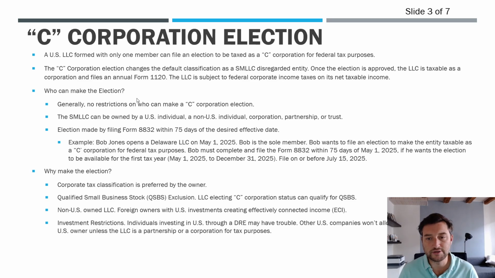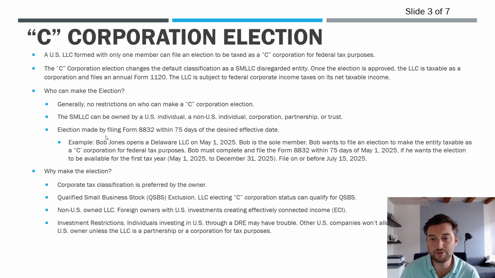So who can make an election? Well, there's generally no restrictions on who can make this C Corp election for a new entity. It doesn't matter whether there's one owner and it's a U.S. person or a non-U.S. person. It doesn't matter whether the LLC is owned by a partnership or another corp or even an S Corp. It can always make this C Corp election. Now, the election is made by filing an 8832, and that generally has to be made within 75 days of whenever you want it to be effective.